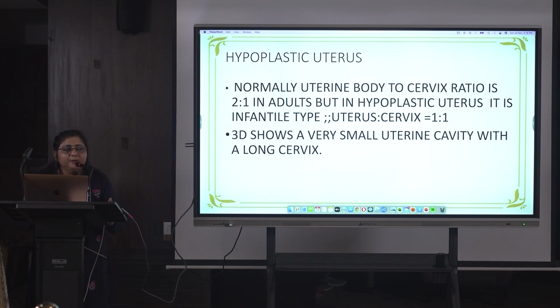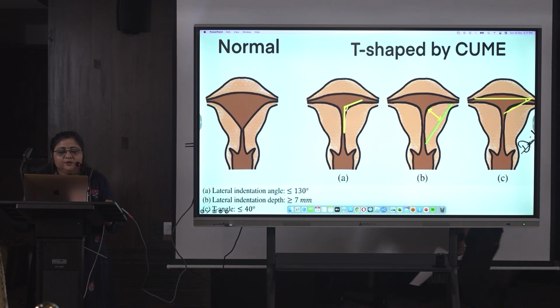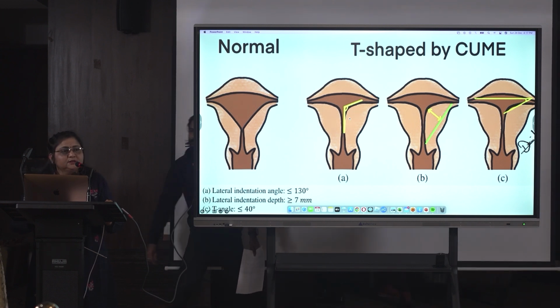Coming to hypoplastic uterus, we know the normal size ratio is 2:1. Then it becomes 1:1, infantile type, with a very small uterine cavity and a long cervix. It can be demonstrated on 3D ultrasound, is often present in the infertile population, and the suspected etiology is tuberculosis, because DES is not used nowadays. It was used in earlier days. So again this is a T-shaped uterus.